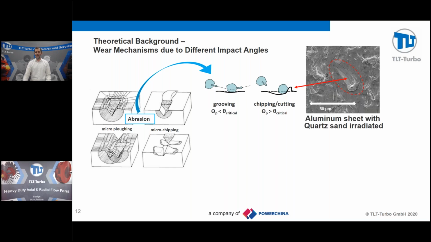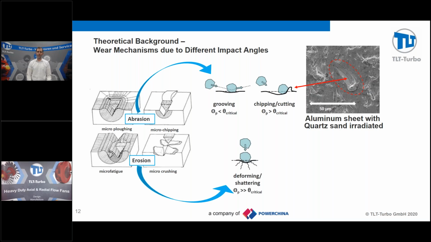We can see that on a microscope picture here from an aluminum sheet, which was irradiated by quartz sand. And there's one particle which chipped something out of the material, which you can see here. So the particle hit here and chipped something out of the material. You can imagine when this happens several thousand times per second, there's a high chance of really getting the material away.